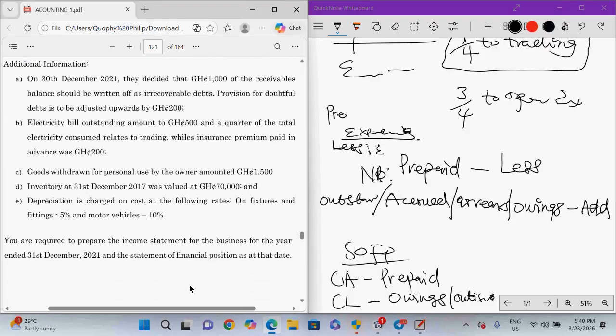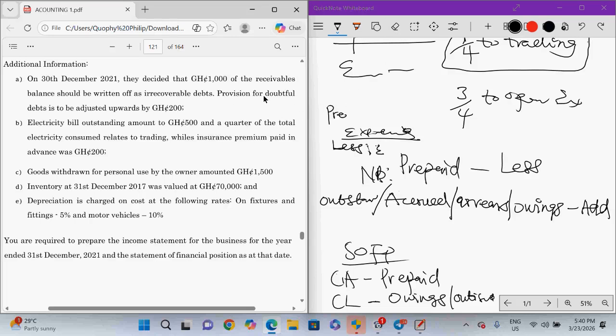Oh, okay, so we have goods withdrawn here. So goods withdrawn would even affect our cost of sales, right? And even the 1/4 trading. So you see, it is always good to read additional information first, right? It is always prudent to read additional information. Once you are done with this, come and read additional information first, and then we start the work.